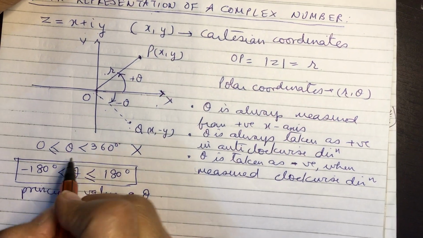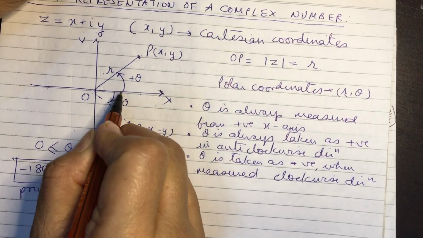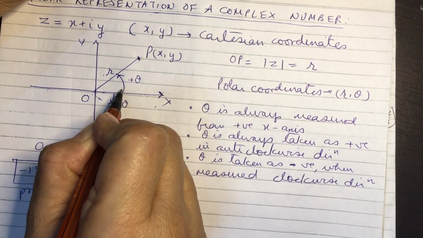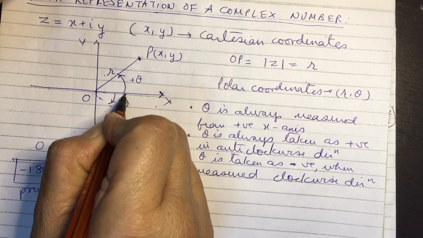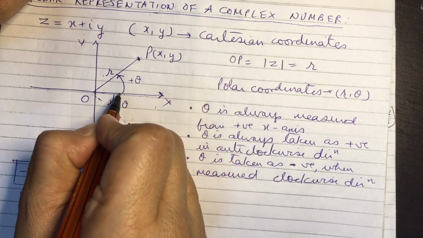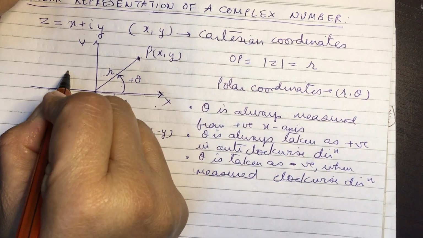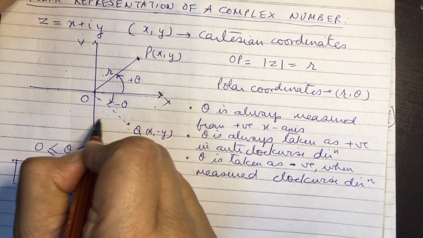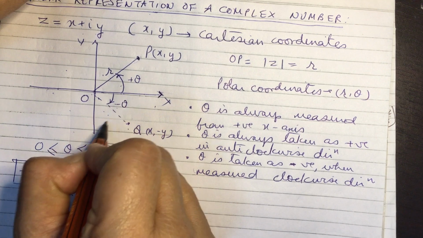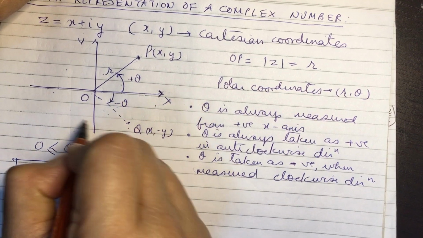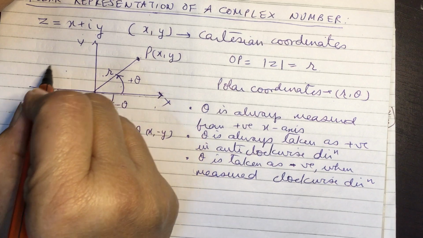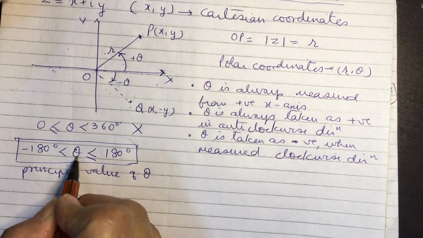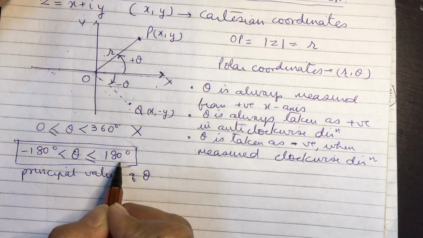The whole idea is to cover this full 360 degrees. It can be covered if you measure the first half, that means the first and the second quadrant, in the anti-clockwise direction, and the fourth and the third quadrant in the clockwise direction. So here the angle lies between 0 and minus 180, and here the angle lies between 0 and plus 180. So, the entire range of theta becomes minus 180 to plus 180.